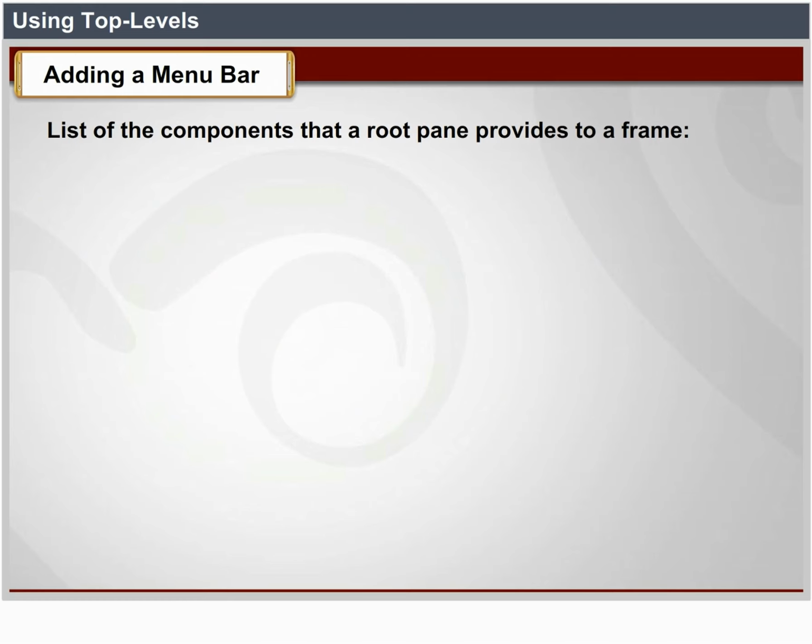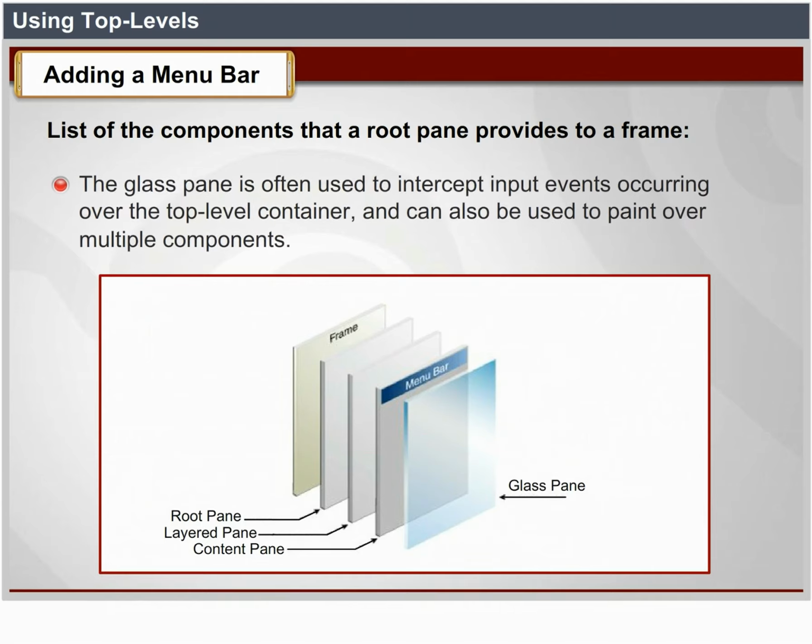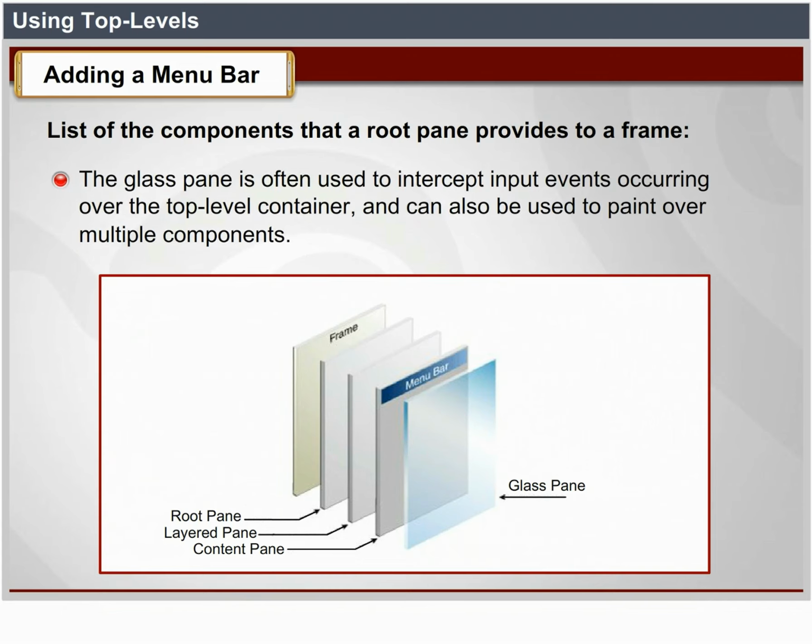List of the components that a root pane provides to a frame. The layer pane contains the menu bar and the content pane and enables Z ordering of other components. The glass pane is often used to intercept input events occurring over the top level container and can also be used to paint over multiple components.